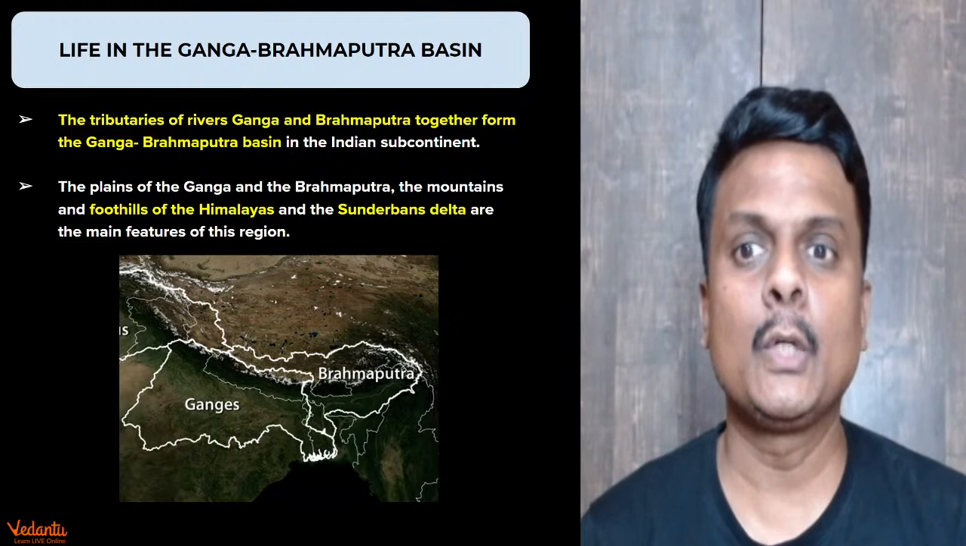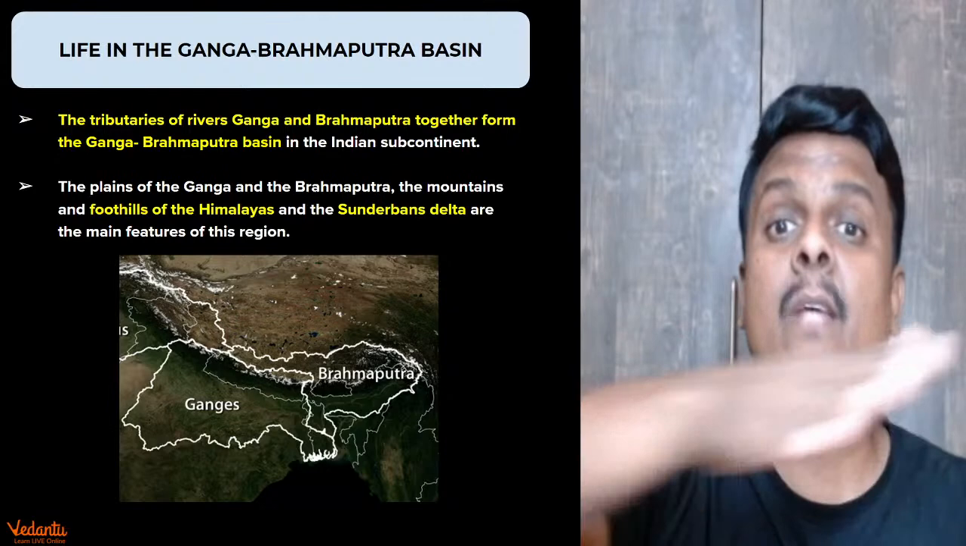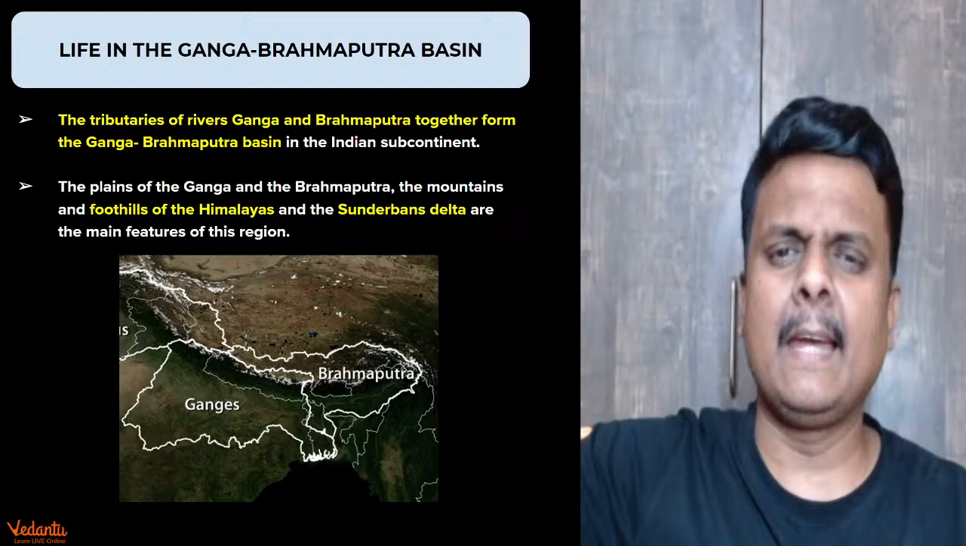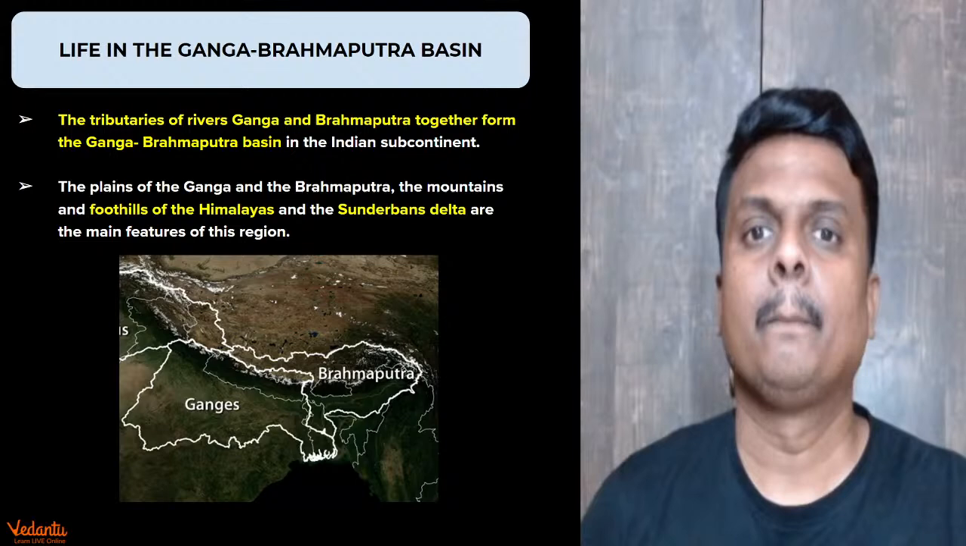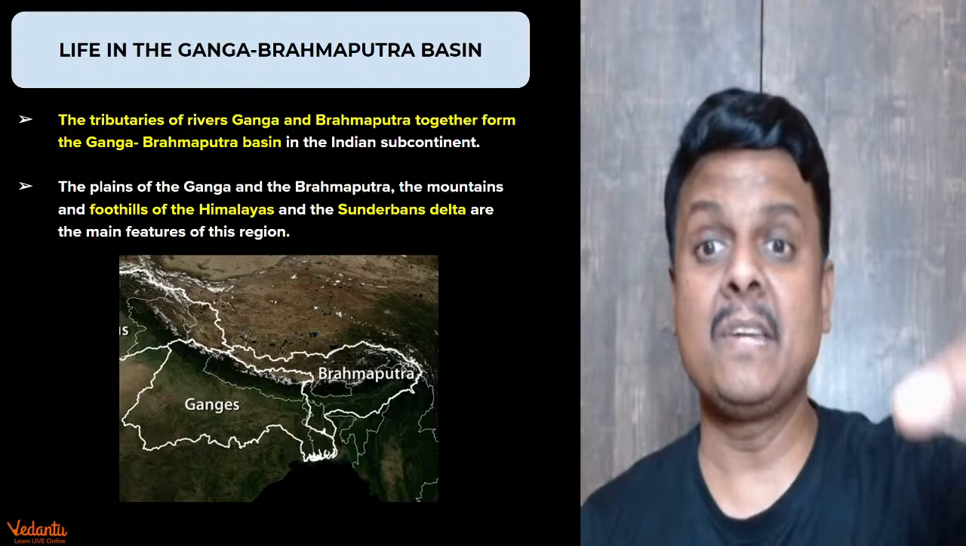Now coming to our own Ganga Brahmaputra basin. This stretch of land, which is also tropical, goes around the Indian subcontinent. It covers the plains of Ganga and Brahmaputra, which are super fertile, the mountains and the foothills of the Himalayas, and the Sundarbans Delta. These are the main features of this region. So the foothills of the Himalayas, the Sundarbans Delta, and the plains around Ganga Brahmaputra, this is what we are going to cover.